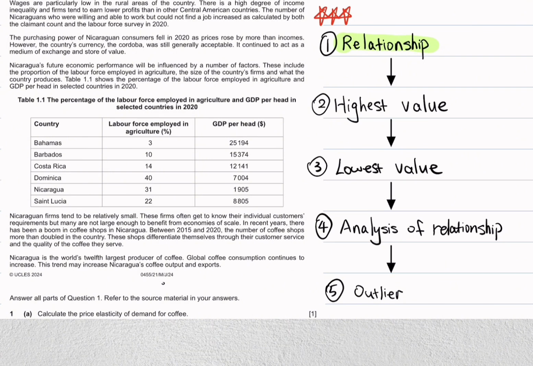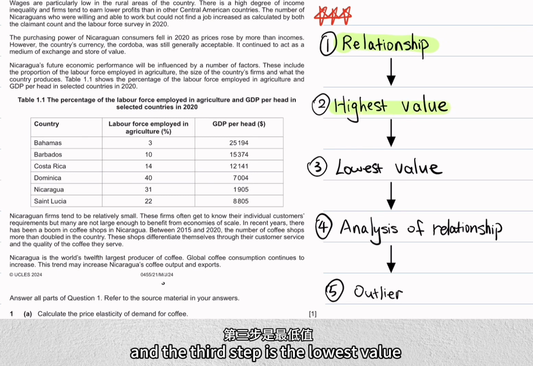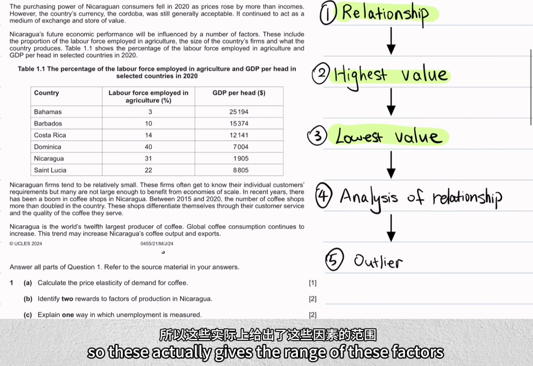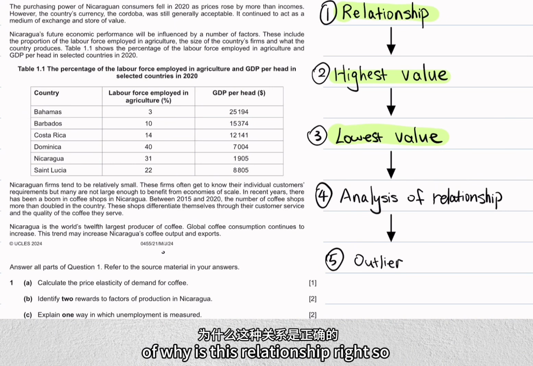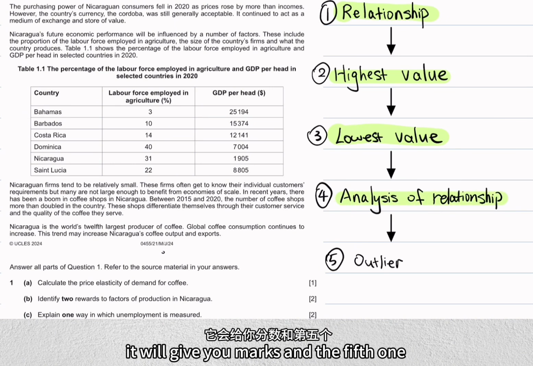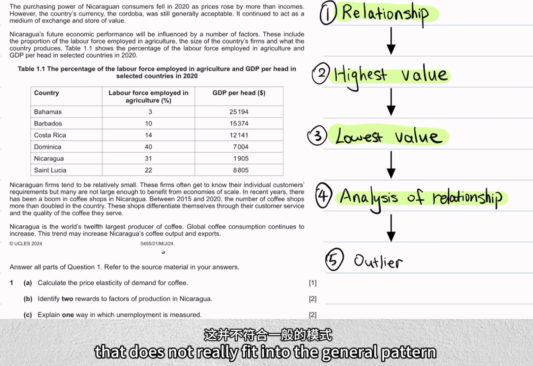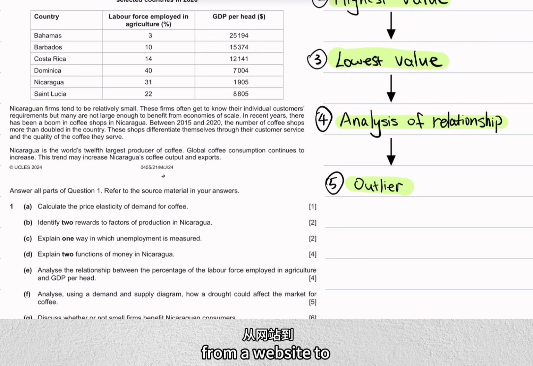The second step is we want to give the highest value, and the third step is the lowest value. So these actually give the range of these factors. The fourth step is we want to give a 2 or 3 sentence analysis of why there is this relationship. So it's not long, but it will give you marks. And the fifth one, the last one, is we want to give the outliers that do not really fit into the general pattern.